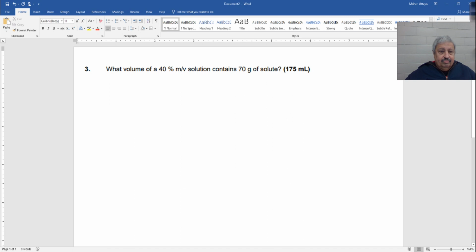What is the volume of a 40% solution that contains 670 grams of the solute? Now here we have a problem. What's the problem here? The sig figs, the sig figs.